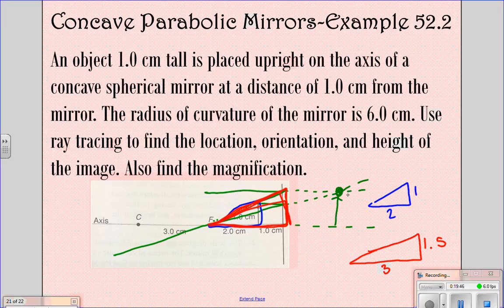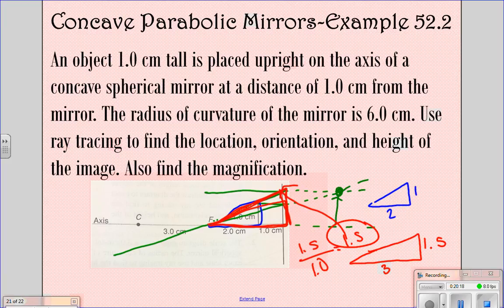And then to find the magnification, you do the height of the image, which is 1.5, over the height of the object, which is 1.0. And so our magnification would be 1.5. Okay, so that's your magnification. So that's how those work. You do definitely have to draw the picture based off of the information that they give you in order to make it work, to be able to figure these out. The more you practice with them, the easier they do get, but these do take a little bit of practice.